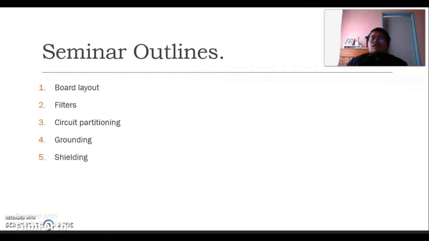For the seminar outline, we want to educate and train our fellow engineers on designing EMC-friendly products, which consists of five topics, five structures in the seminar. The first is the design of board layout, the second is filters, the third is circuit partitioning, the fourth is grounding, and the last one is shielding. So these five main topics are the steps to design an EMC product.